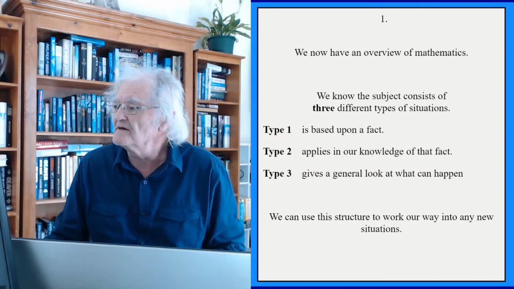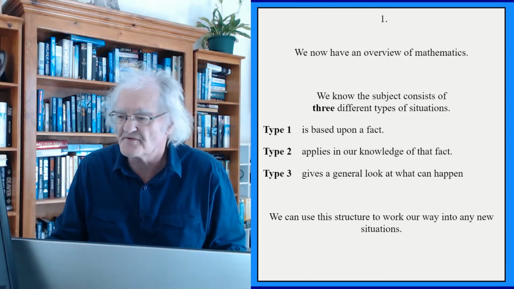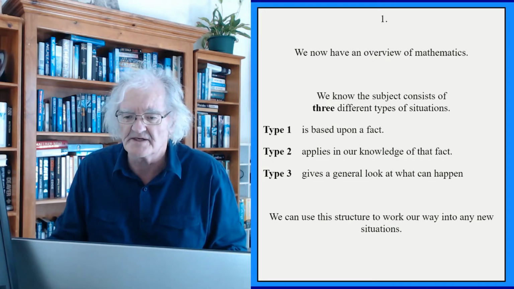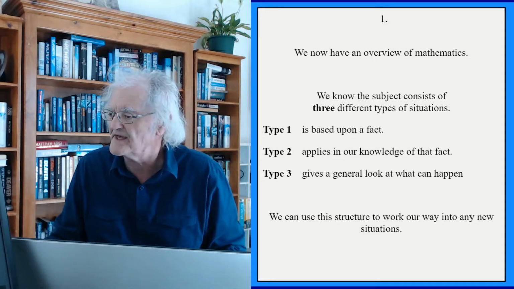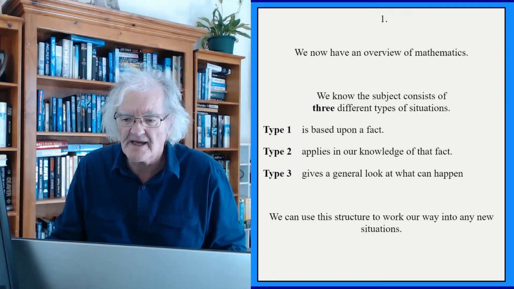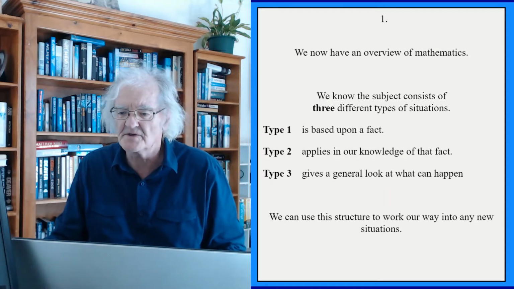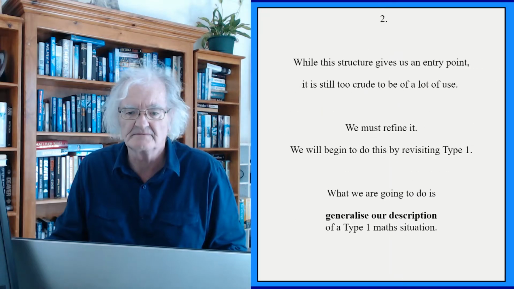We now have an overview of mathematics. We know the subject consists of 3 different types of situations. Type 1 is based upon a fact. Type 2 applies to our knowledge of that fact. Type 3 gives a general look at what can happen. And we can use this structure to work our way into any new situations.